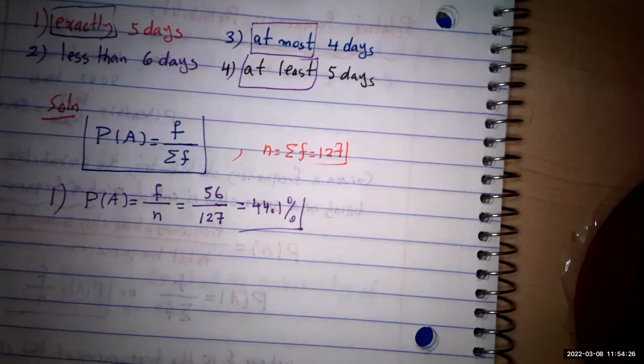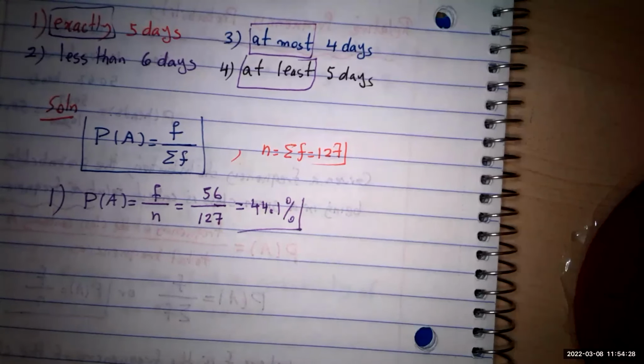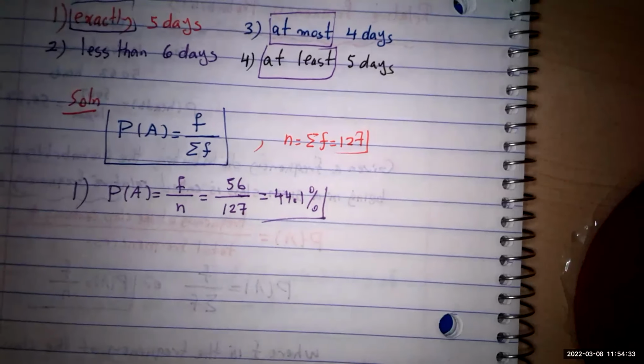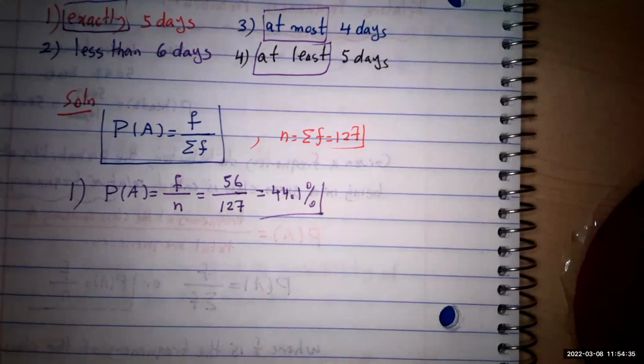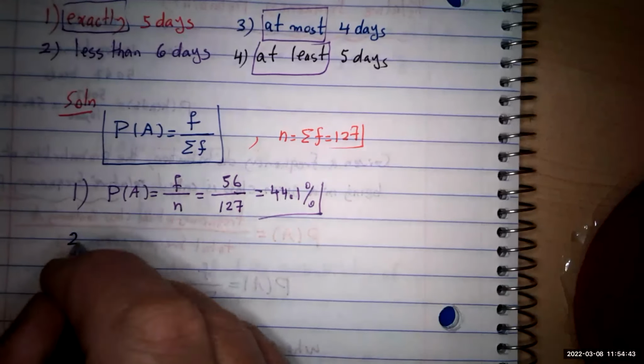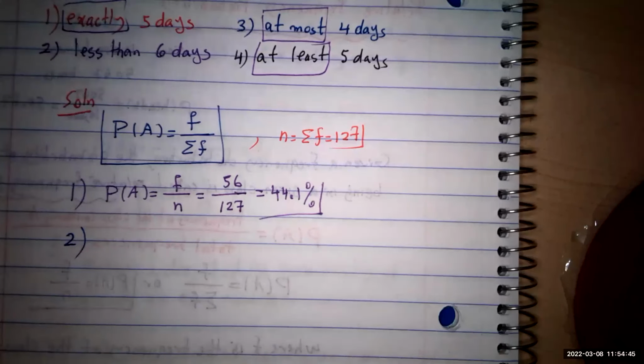And that would be good for the manager of the hospital because they want to know. They can be prepared if they get this result. Any question? So when it's exact, it's just one case. Now, what's the second case? The second case, the patient stays in hospital less than 6.